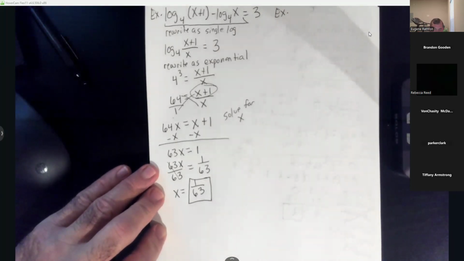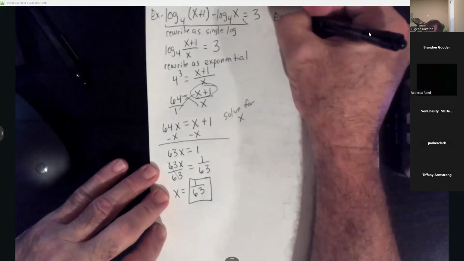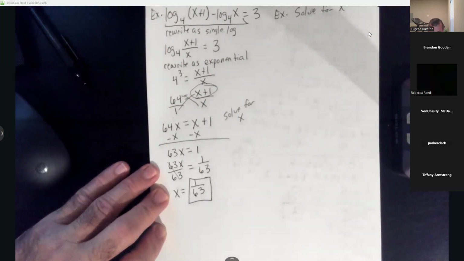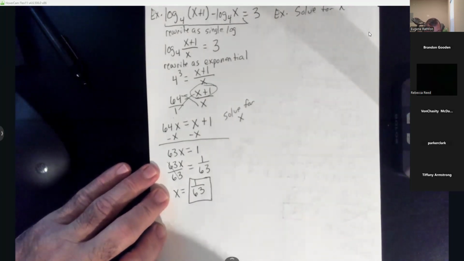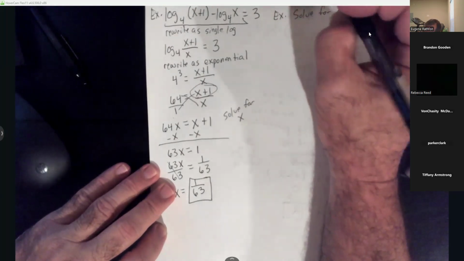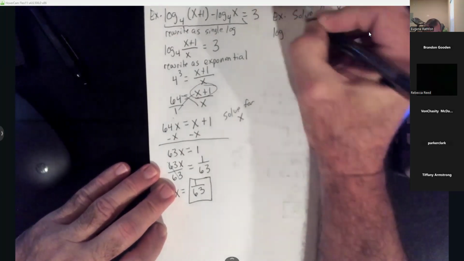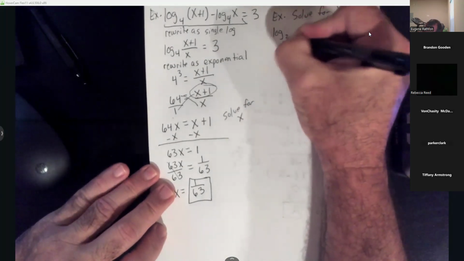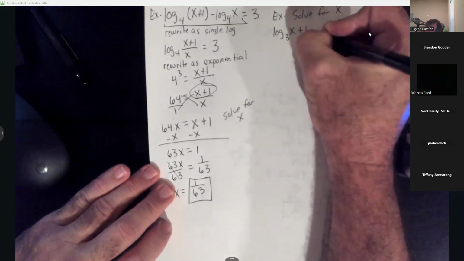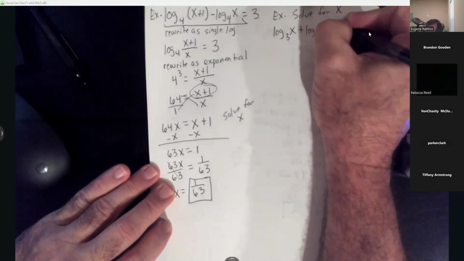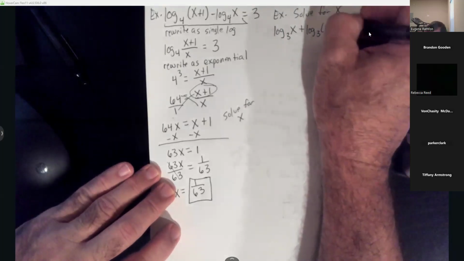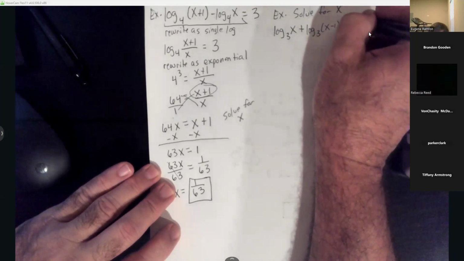All righty, so solve for x again. All right, let's see what you're giving me on this one, y'all. They're giving me a log base 3 of x plus a log base 3 of x minus 1 equals a log base 3 of 6.